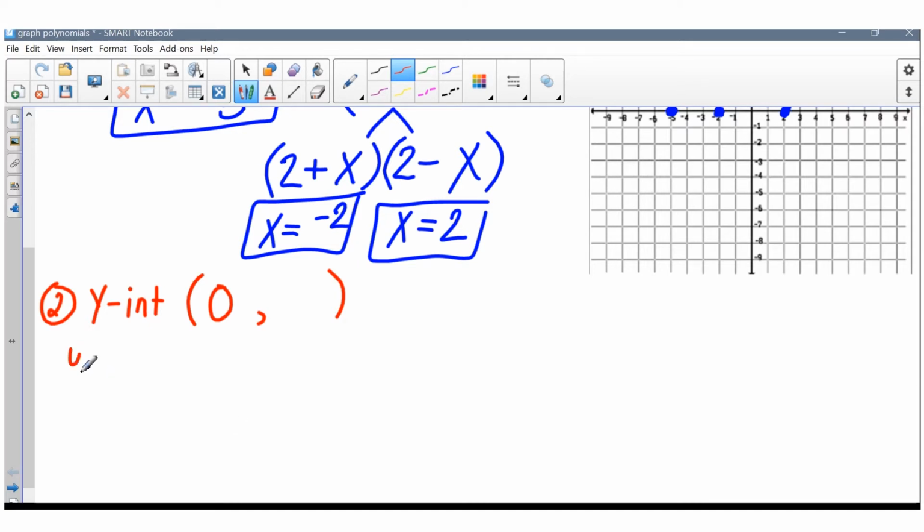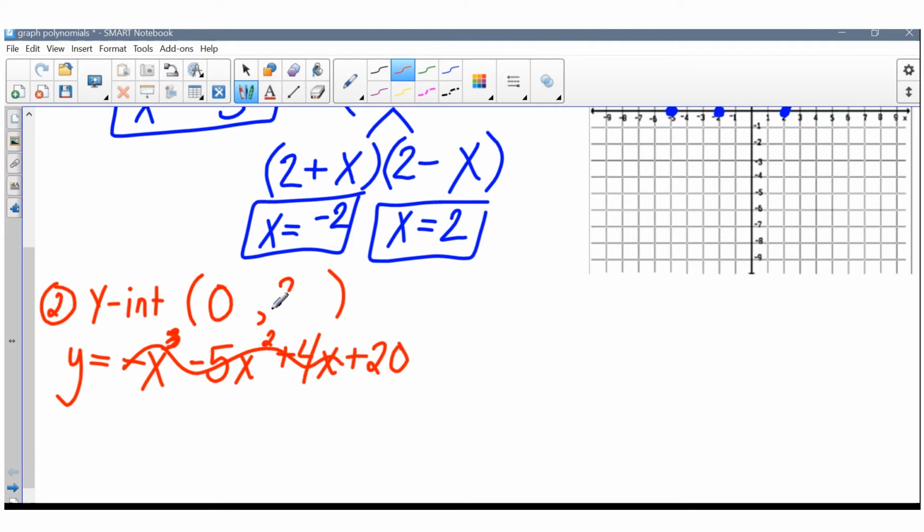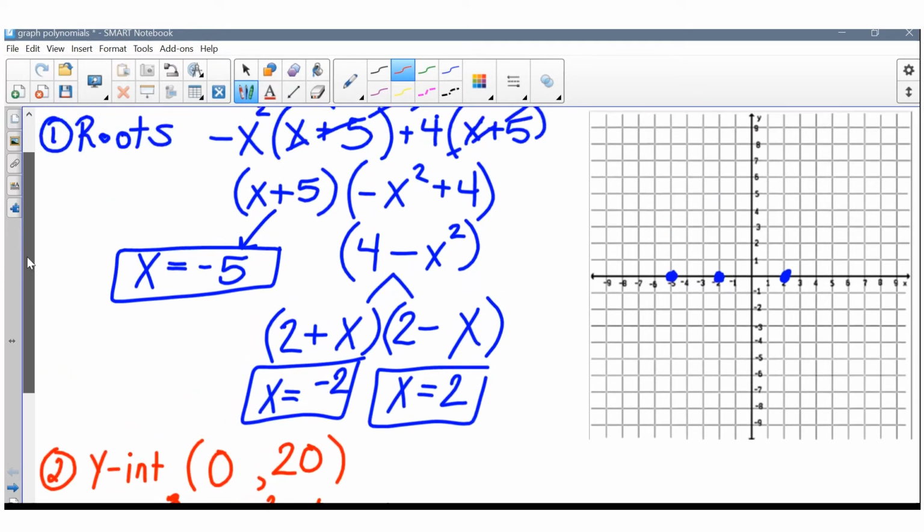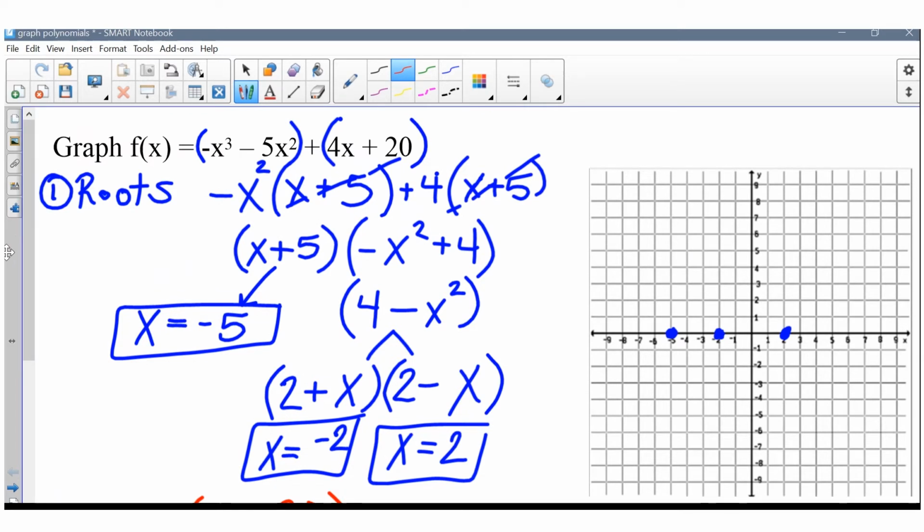So, if this is my function, minus 5 x squared plus 4x plus 20. And if I substitute a 0 here and here and here, what happens to all of these terms? They cancel to 0, and what am I left with? Just a 20. Good.